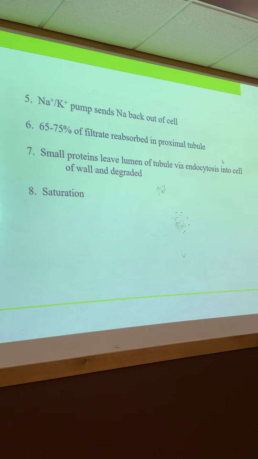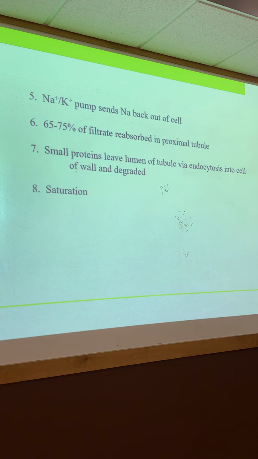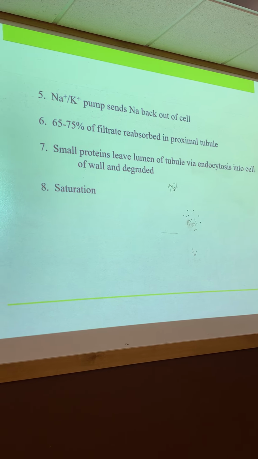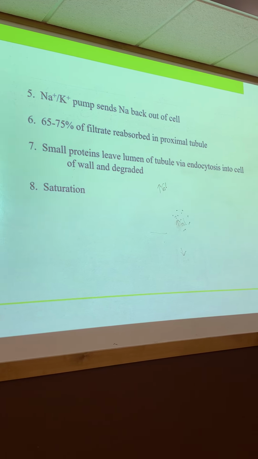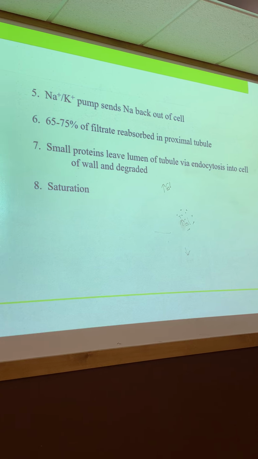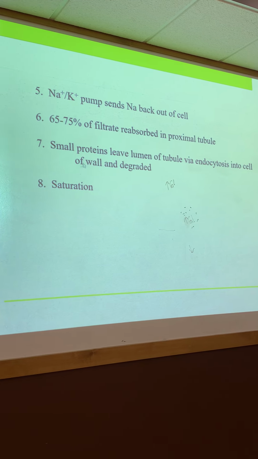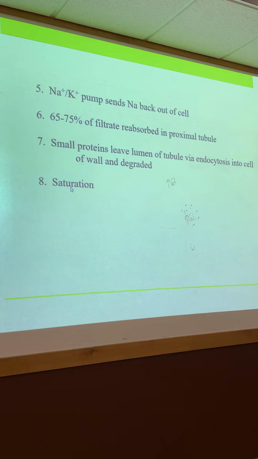60 to 75% of the good stuff is reabsorbed at the level of the proximal convoluted tubule. 67%. Small proteins enter in a little bit different way. They enter by endocytosis and then they're degraded. And then the term saturation.